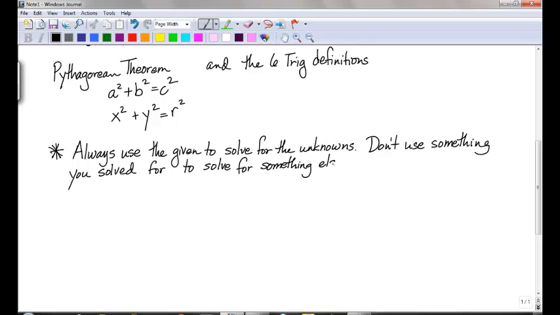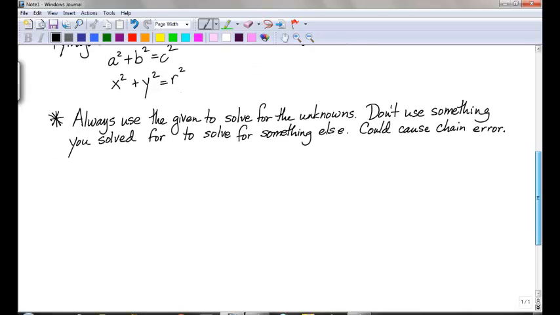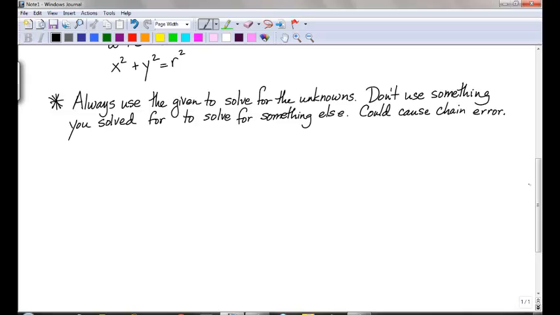And the reason is because of the rounding, and it could cause a chain error. If you made a mistake in solving for the first answer, it would carry all the way through the problem. So you always want to go back and use the given to solve for something.